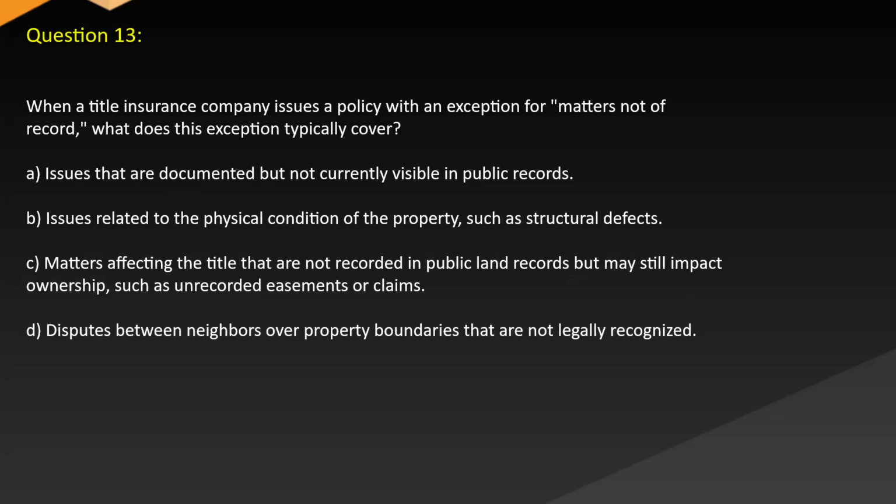Question 13. When a title insurance company issues a policy with an exception for matters not of record, what does this exception typically cover? A. Issues that are documented but not currently visible in public records. B. Issues related to the physical condition of the property, such as structural defects. C. Matters affecting the title that are not recorded in public land records but may still impact ownership, such as unrecorded easements or claims. D. Disputes between neighbors over property boundaries that are not legally recognized.